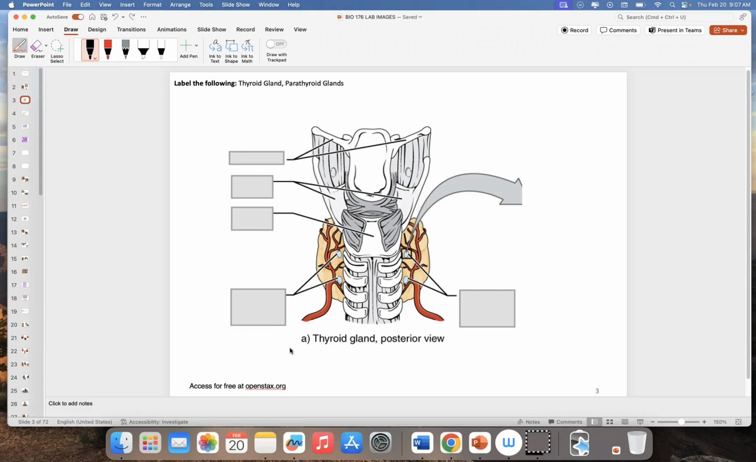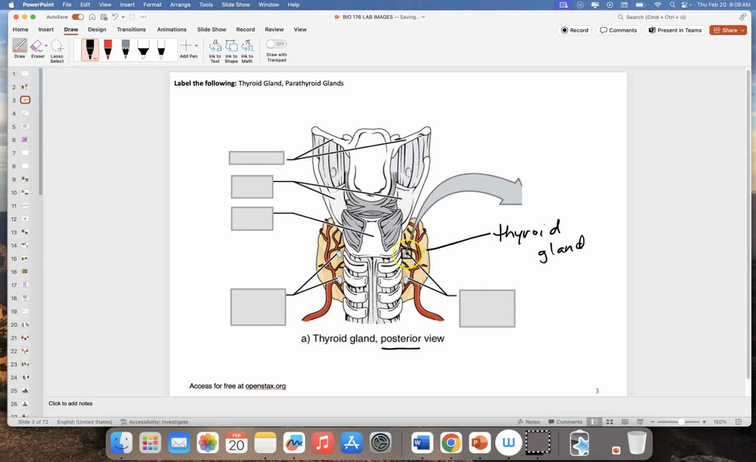It's also important for us to note the thyroid gland because the parathyroid glands are going to be found on its posterior side. That's what we're looking at here. We're looking at the thyroid gland in a posterior view. We can go ahead and see our thyroid gland here. I'll go ahead and label that for us.